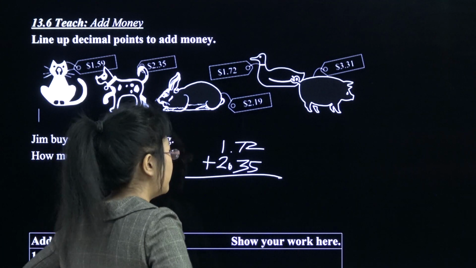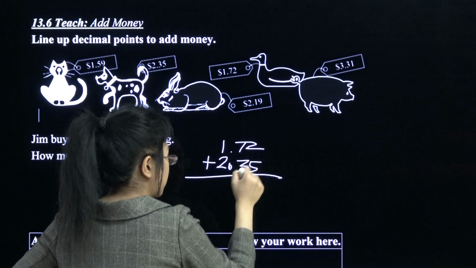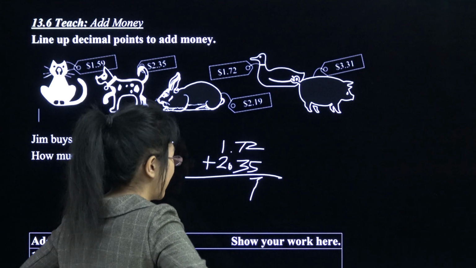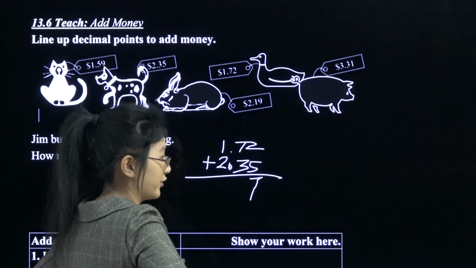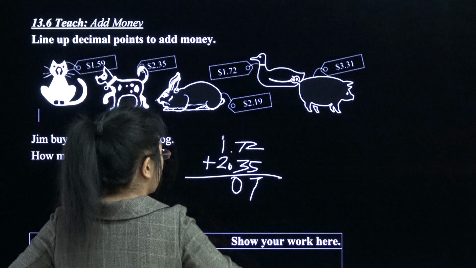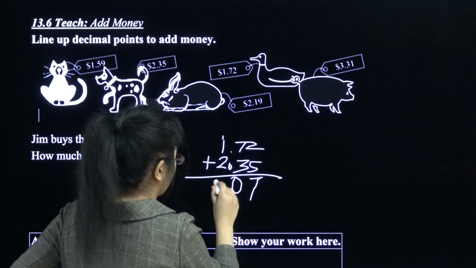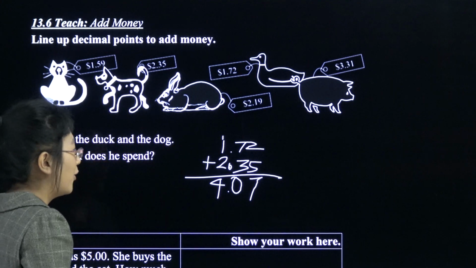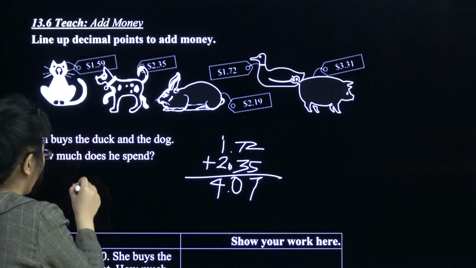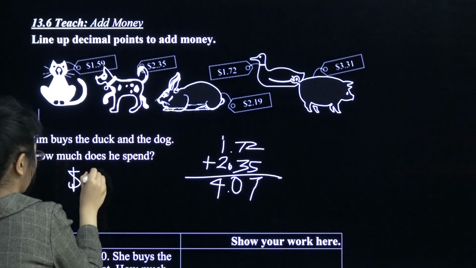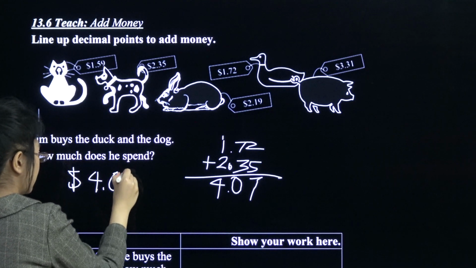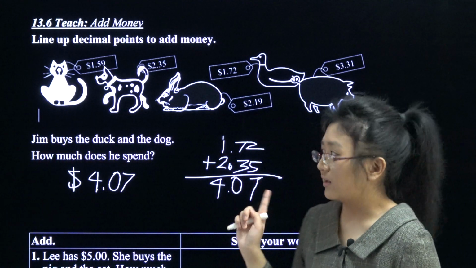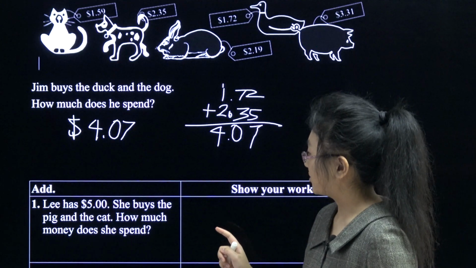Well, the decimal points are lined up, so we just add like normal. 2 plus 5? 7. 7 plus 3? 10. Which means that we will have to regroup. 1 plus 1 plus 2 is 4. And then we drag the decimal down. 4.07. Or he spends $4.07. Yay! Now let's go to the next question and the next question and the next question.